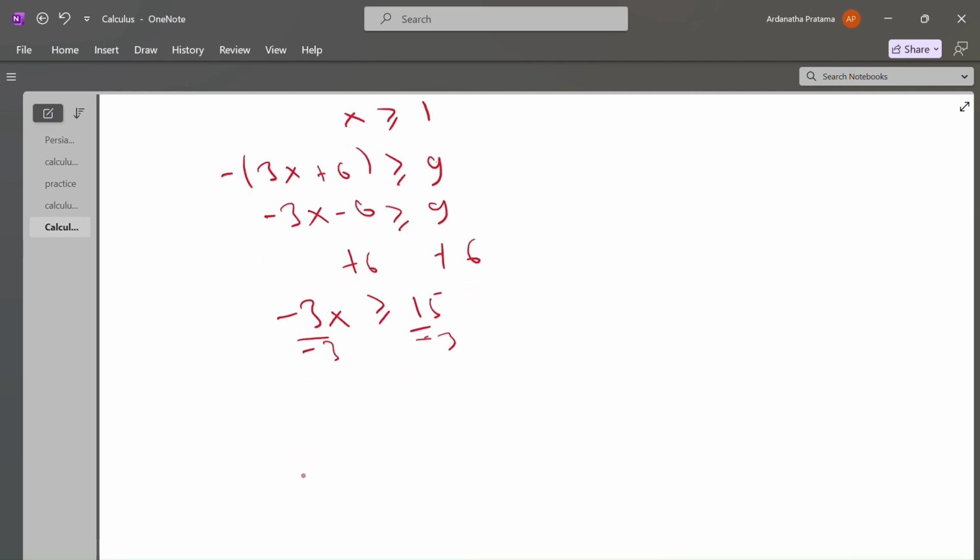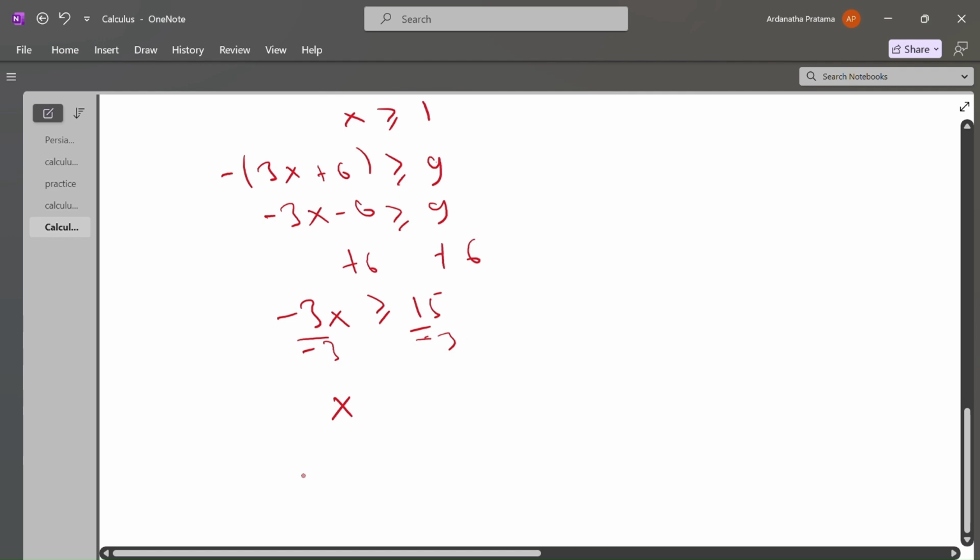So we will get x is, let's see, we will change this direction, less than or equal to 15. I mean minus 5.